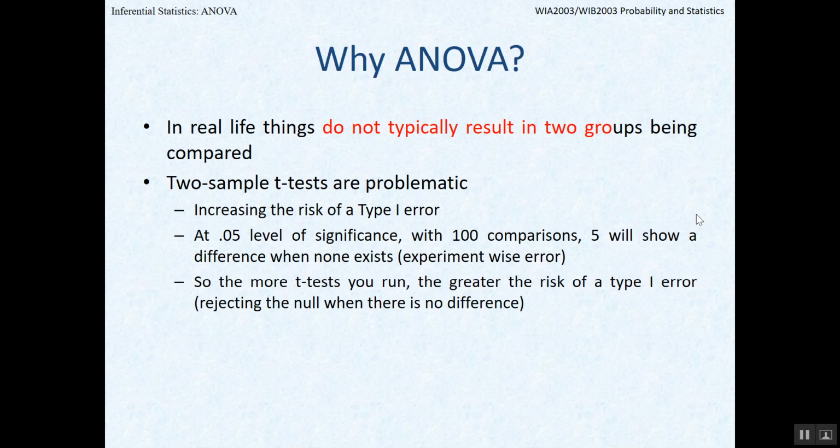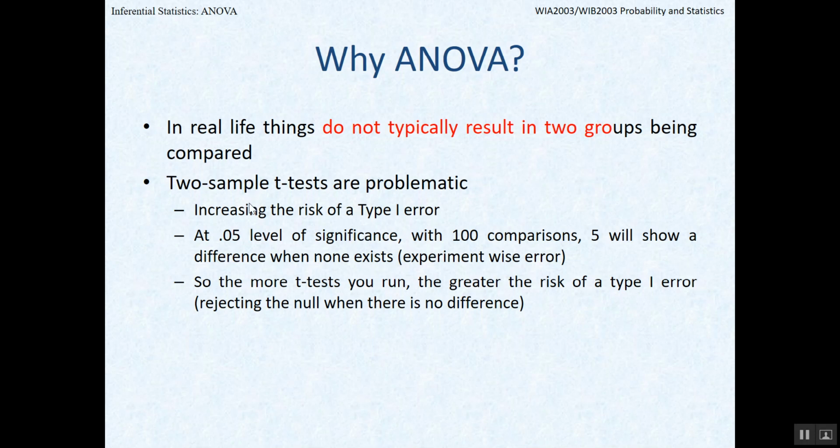Okay, so next, what is ANOVA? Just simple: you use ANOVA when you have more than two means to compare. In real life, things do not typically result in two groups. Usually you might have more than two groups. If you're only looking at male, female, maybe there's two groups, but sometimes you have more than two things that you want to compare.